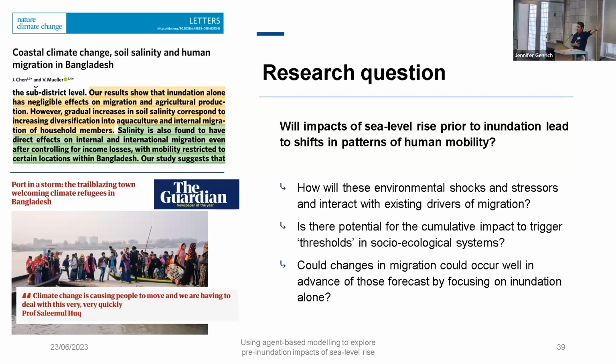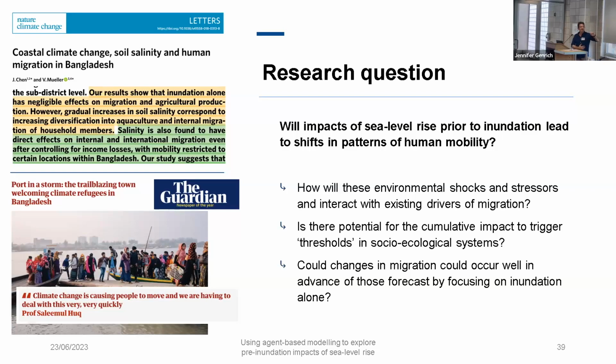This is an issue that I think has come up a lot over the last few days, and I think we're all aware of it, but it's always worth highlighting. We are not looking at a static system. These environmental shocks and stresses are integrated with those existing drivers of mobility. Is there a potential for that cumulative impact to trigger sociological thresholds? Are we likely to see non-linear shifts in magnitude or direction of mobility as a result of these pre-inundation effects? You can see existing literature on the impact of soil salinity, which has a greater relationship with changes in migration flows than flooding alone.